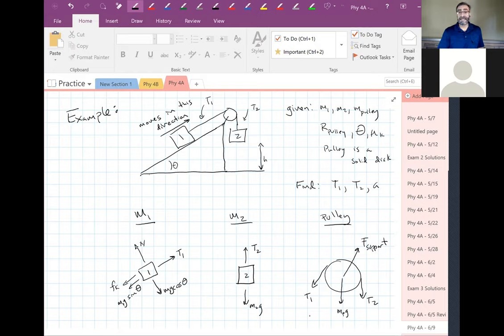For every mass in your system, you end up with an equation. For M1, we're going to have the sum of the forces equals ma. For M2, the sum of the forces equals ma. And for the pulley, the sum of the torques equals I alpha. So for every mass in the system, we get an equation. We'll have three equations, which means we can solve for three unknowns. And that's good because there are three unknowns in this problem, right? T1, T2, and the acceleration.